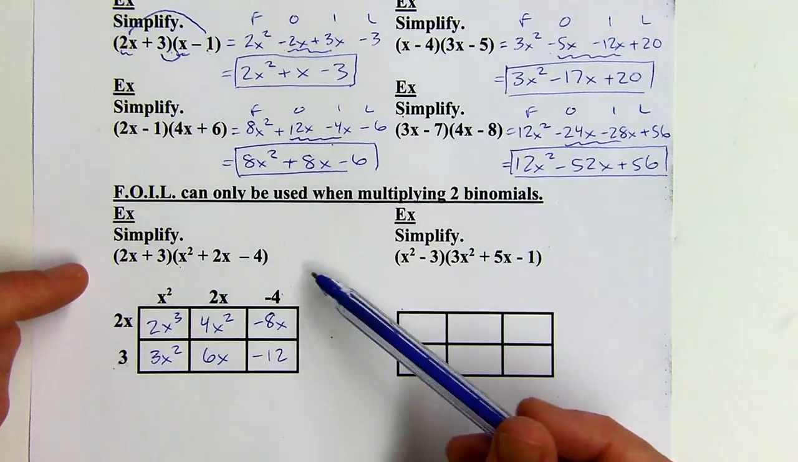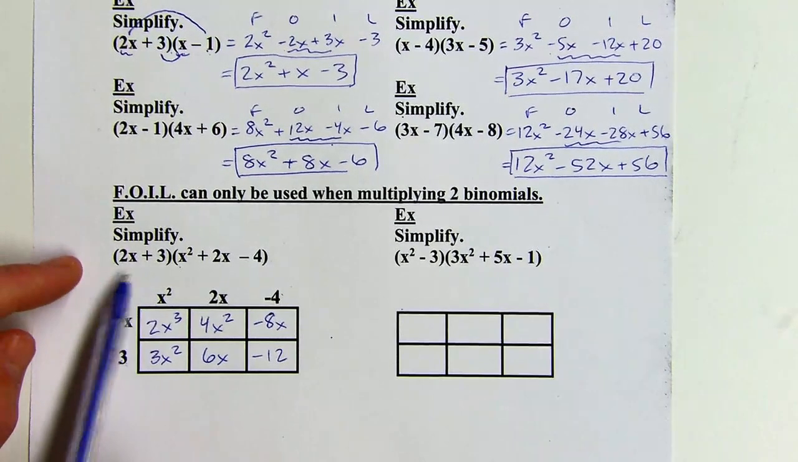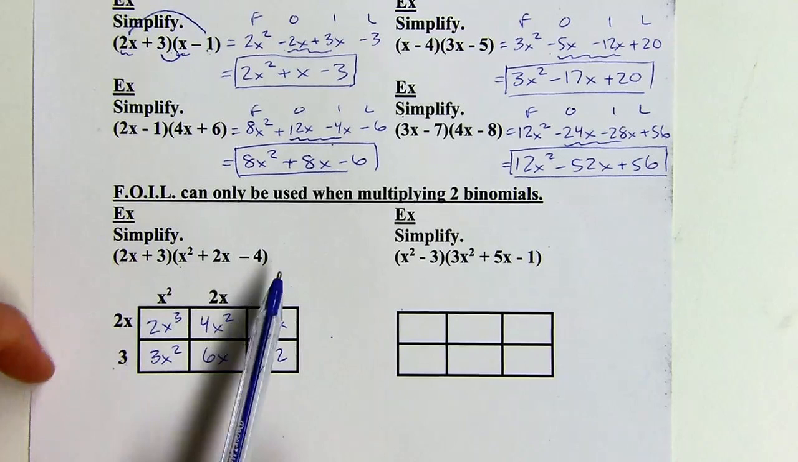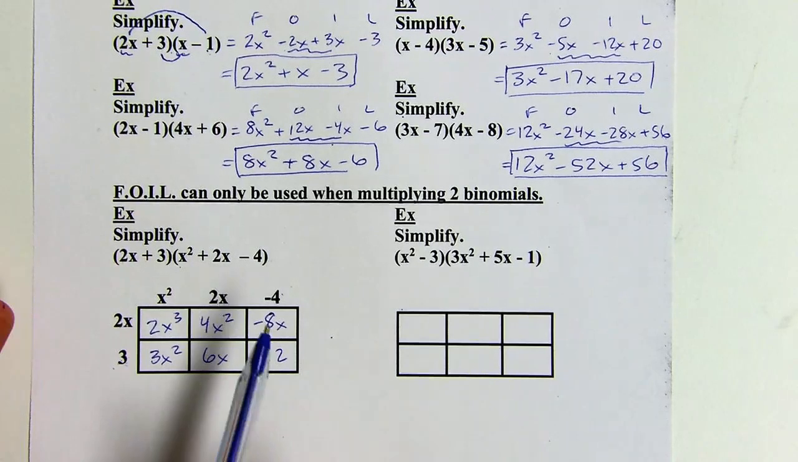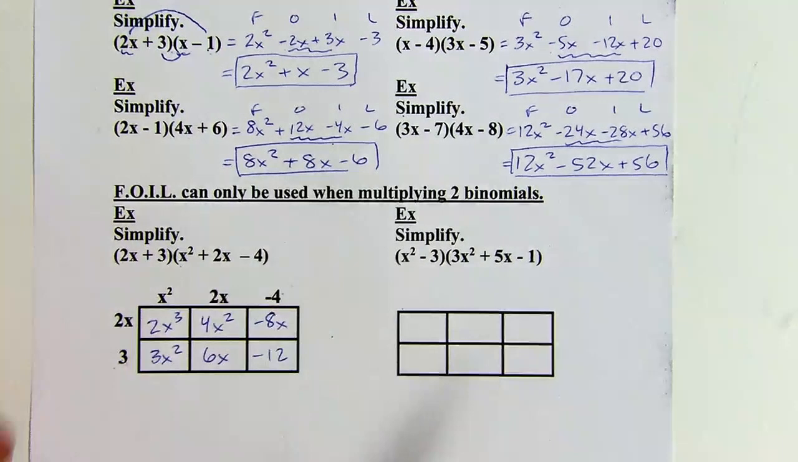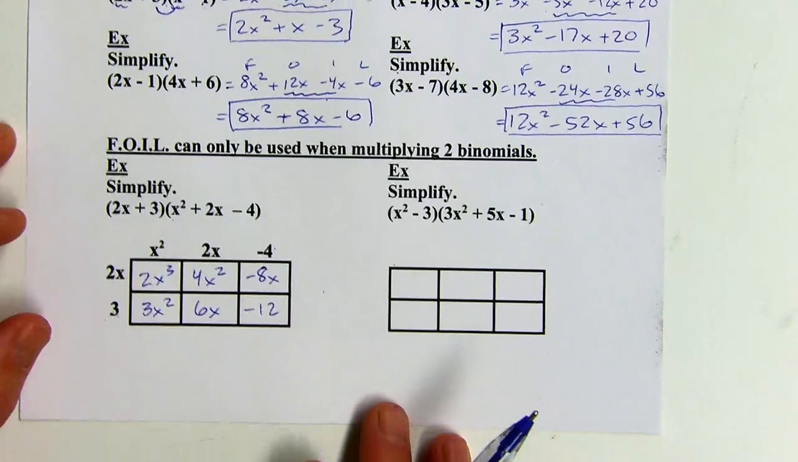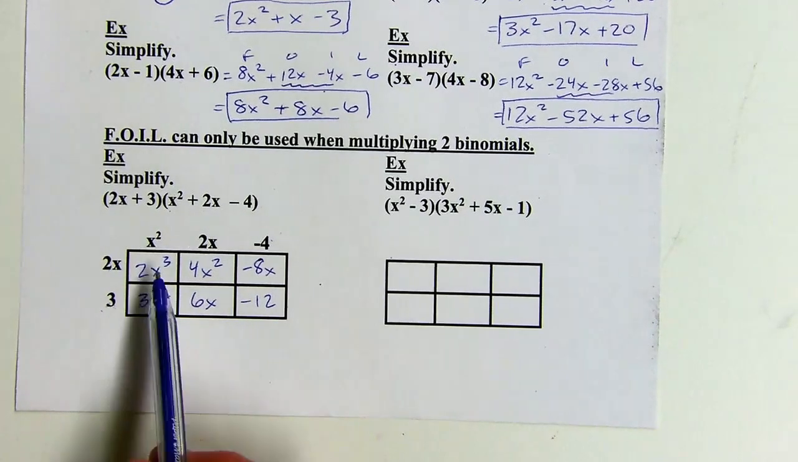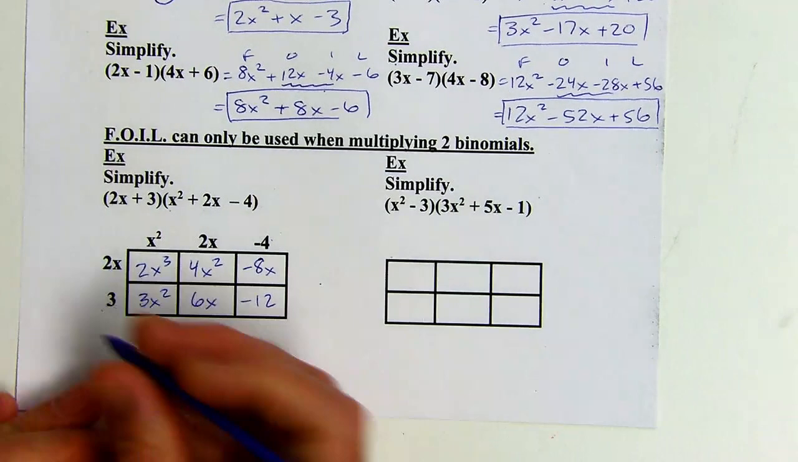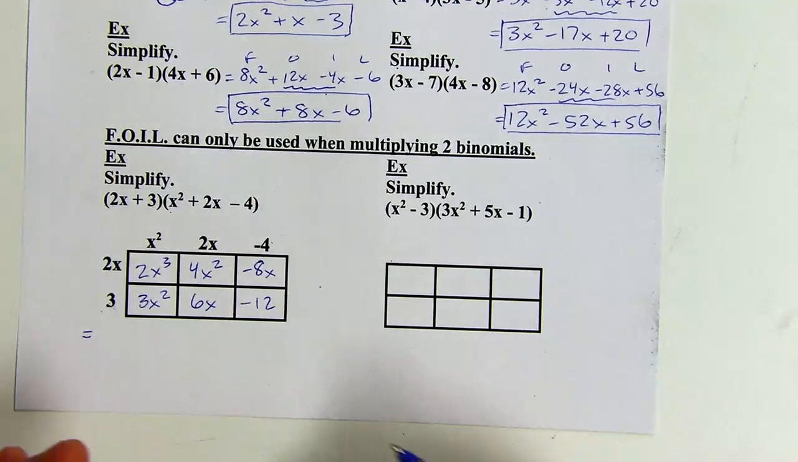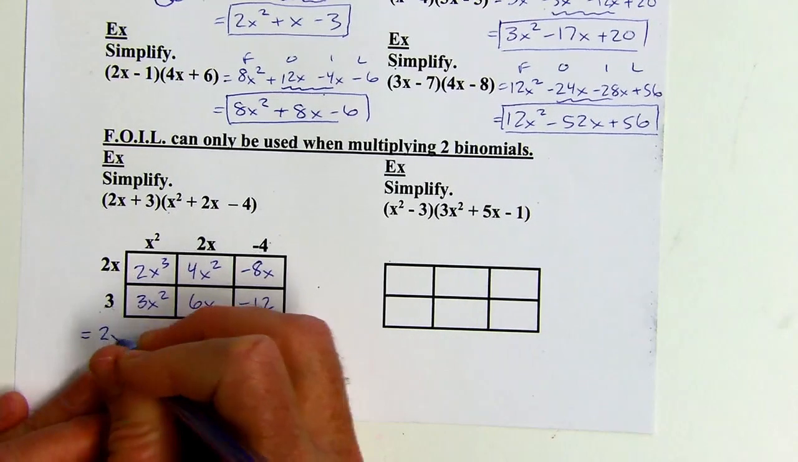The nice thing about this method, you could use this even if your first polynomial had 17 terms and the second polynomial had 38 terms. It doesn't matter. You just make a bigger multiplication chart. And then you can keep track of everything. And all of these numbers I wrote in the boxes, now I'm going to add those all up, and that's going to give me my answer. So I've got 2x to the third.